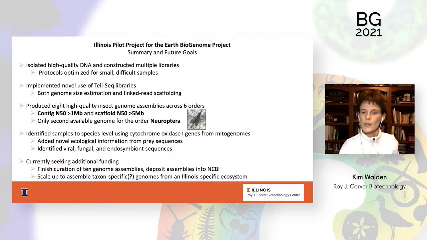In summary, this pilot project produced 8 high-quality insect genome assemblies, all of which exceeded EBP guidelines, using best practices for small wild-caught samples and employing novel uses of sequencing technologies. Ecosystem-level information was captured from viral, fungal, bacterial, and prey sequences.